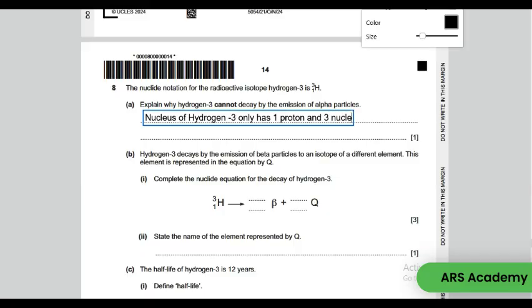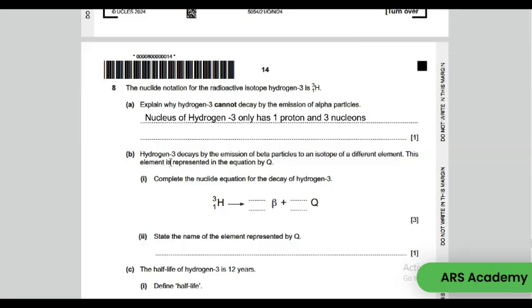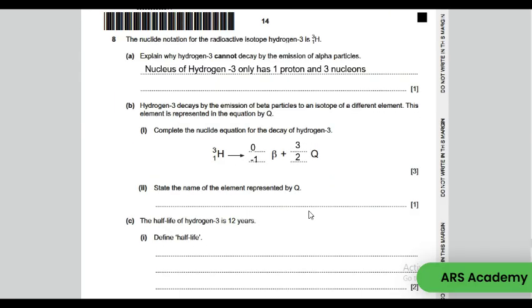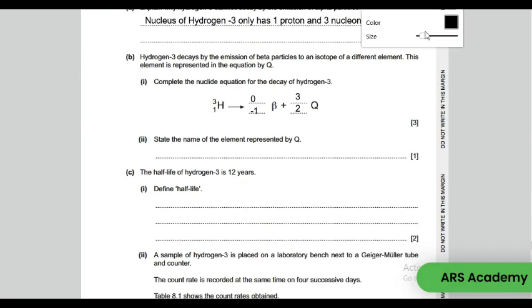Question B. Hydrogen-3 decays by the emission of beta particles to an isotope of a different element. This element is represented in the equation by Q. Part 1. Complete the nuclide equation for the decay of hydrogen-3. So we know that beta particles have nucleon number 0 and proton number -1. And when we balance this equation, we see that 3 minus 0 is equal to 3 and 1 minus -1 is equal to 2. So Q will have nucleon number 3 and proton number 2.